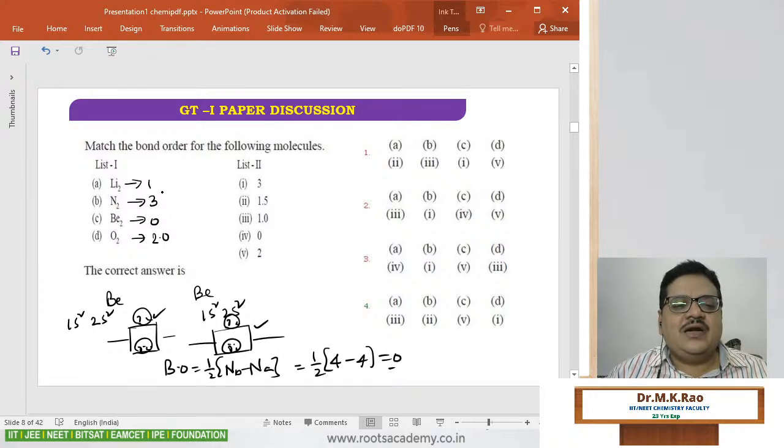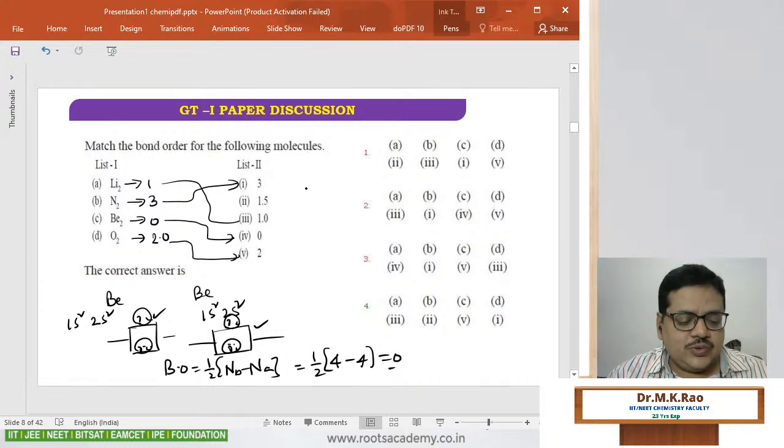So identify and match correctly. Lithium 2, 1 means it should be 3. And N2, 3 means it should be 1. Next one, beryllium 2, it should be 4. Then O2, it should be 2. It is 5. So what I am saying now, A3, it is the option that belongs to C.